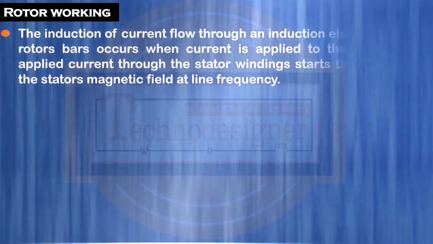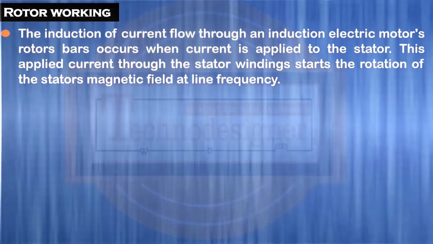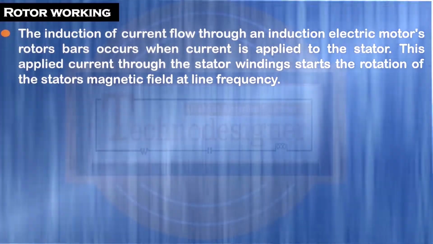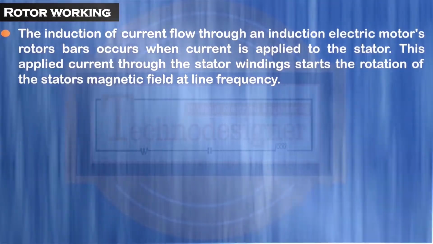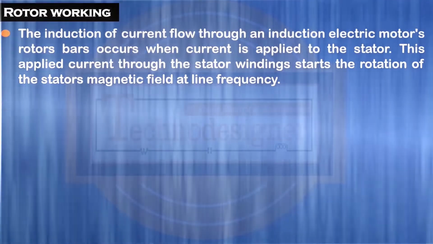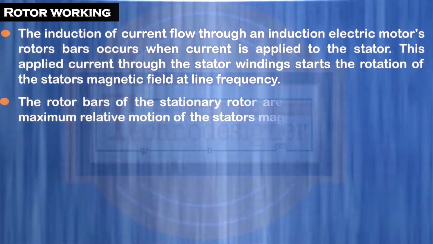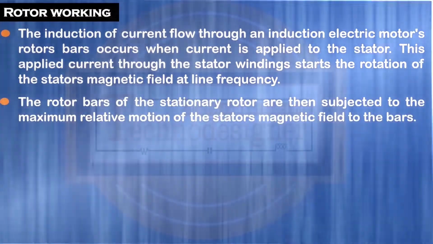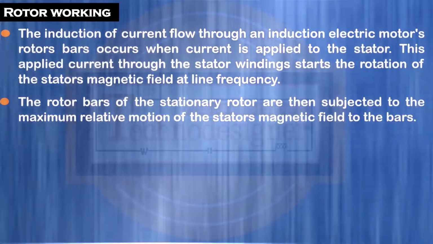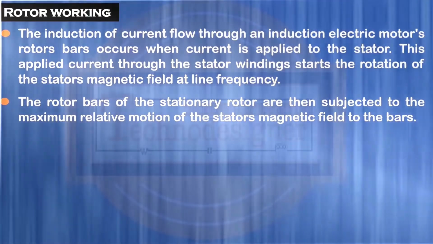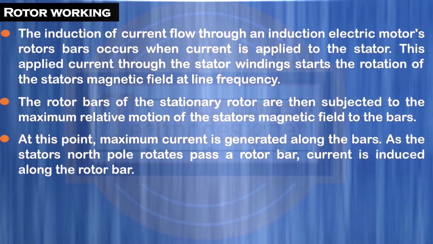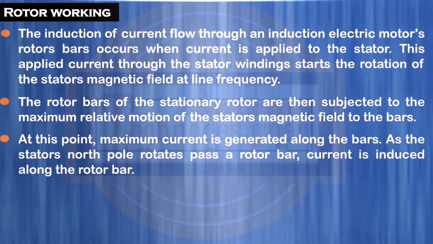Rotator working. The induction of current flow through an induction electric motor's rotator bars occurs when current is applied to the stator. This applied current through the stator windings starts the rotation of the stator's magnetic field at line frequency. The rotator bars of the stationary rotator are then subjected to the maximum relative motion of the stator's magnetic field to the bars. At this point, maximum current is generated along the bars.